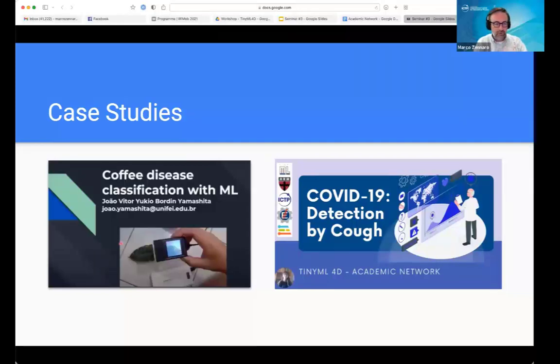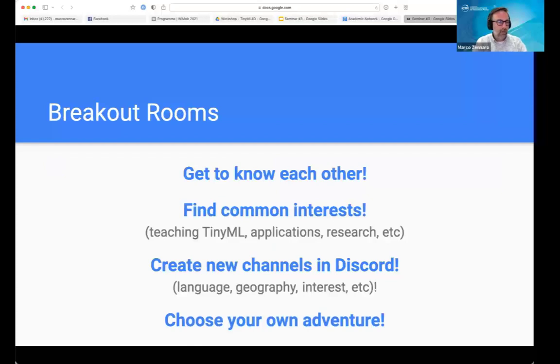And I'm sure that we'll get a lot of interest, and you will get a lot of questions, because we have members that are interested in all these 4 fields, but plant disease detection is a very interesting topic using TinyML. So once we go through the case studies, the next step will be having breakout rooms.